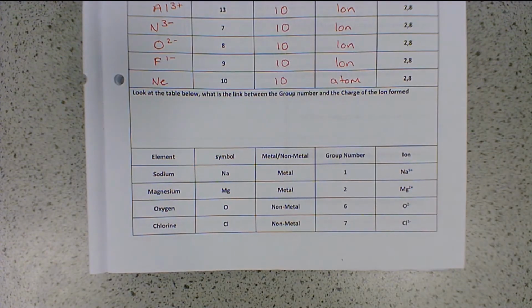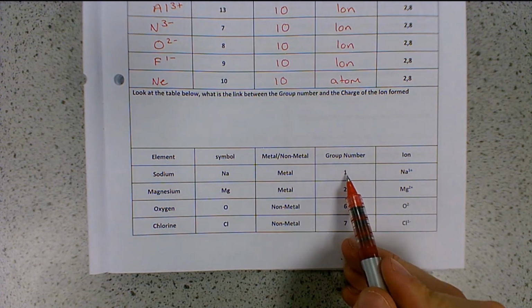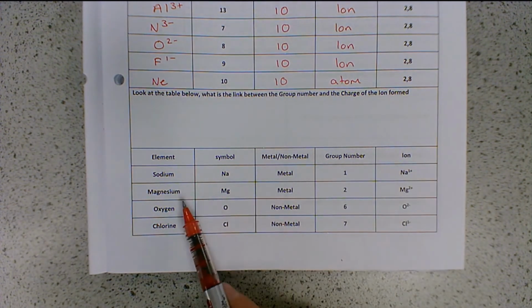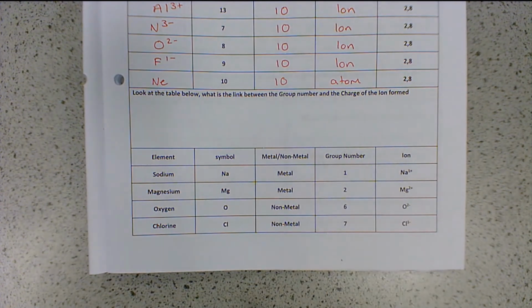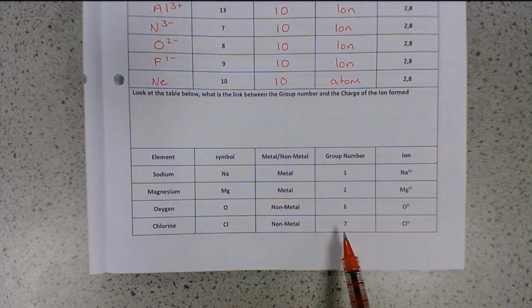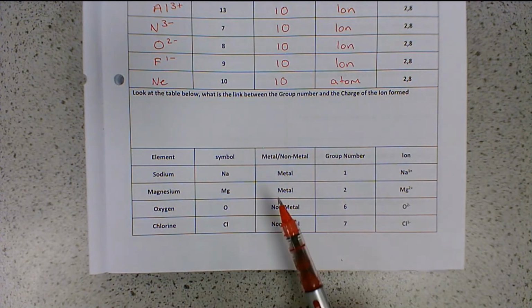So what we might have found is for sodium, the group number is 1 and the charge of the ion is +1. And for magnesium, the group number is 2 and the charge of the ion is +2. But when it comes to oxygen and chlorine, that doesn't work, because for oxygen, the group number is 6 and the charge of the ion is 2 minus. And for chlorine, the group number is 7 and the charge is 1 minus. But the thing that distinguishes these is that the first 2 were metals, the second 2 were non-metals.